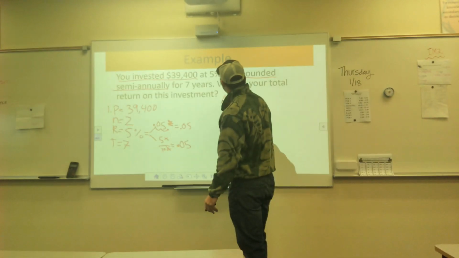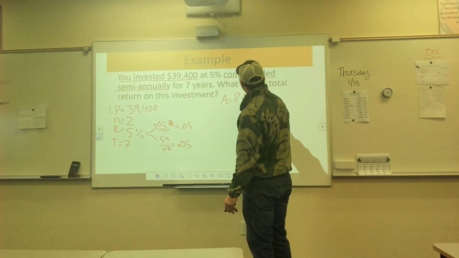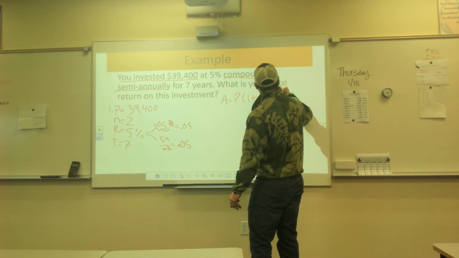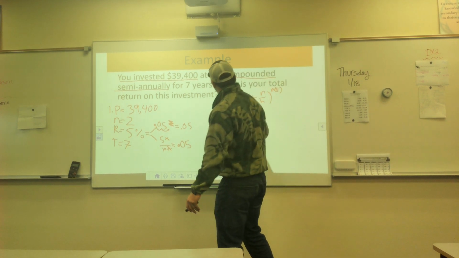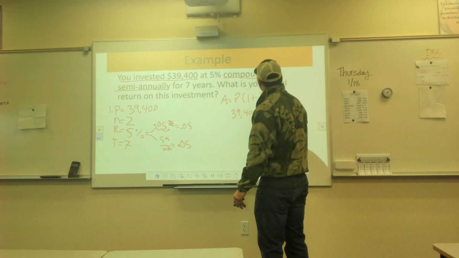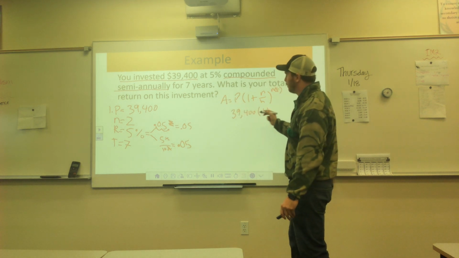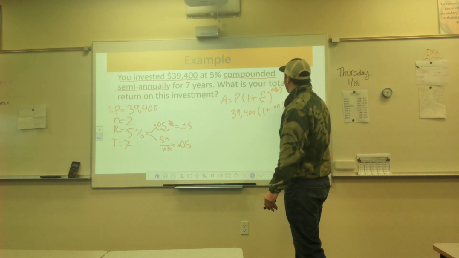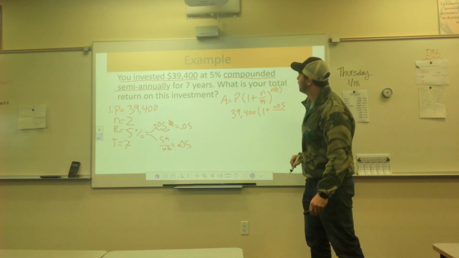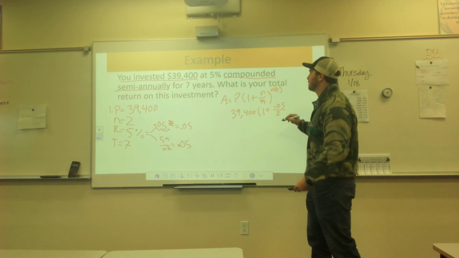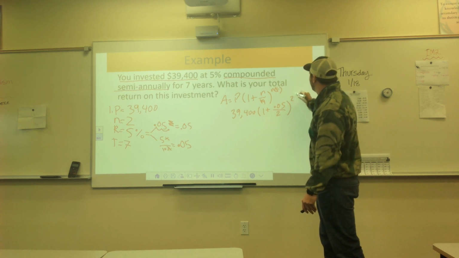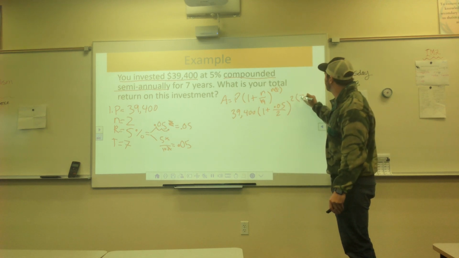We use that same equation. A equals P times 1 plus R over N, to the power of N T. P we said was 39,400. R we said was 0.05 because we had to turn it into an actual number and not leave it as a percentage. Then N we said was 2 because it was semi-annually. And then T we said was 7 years.